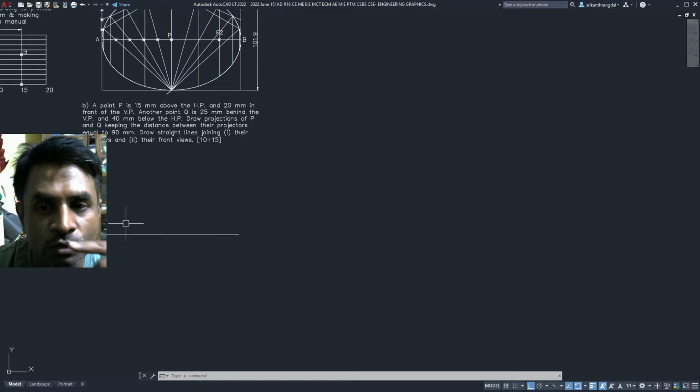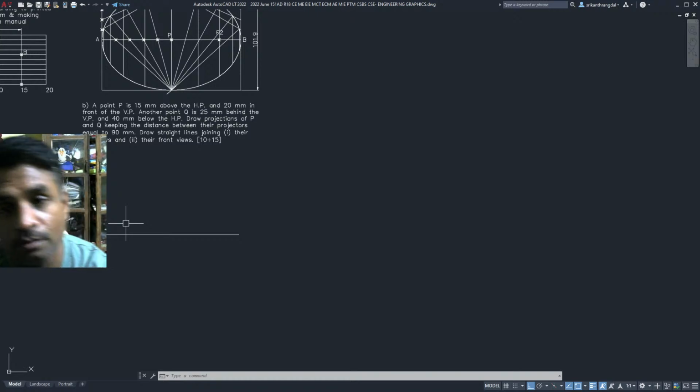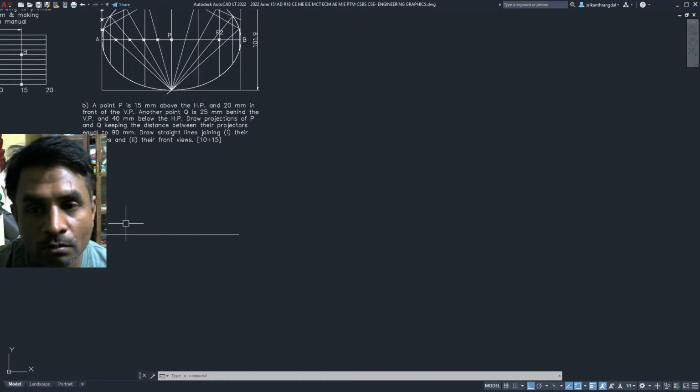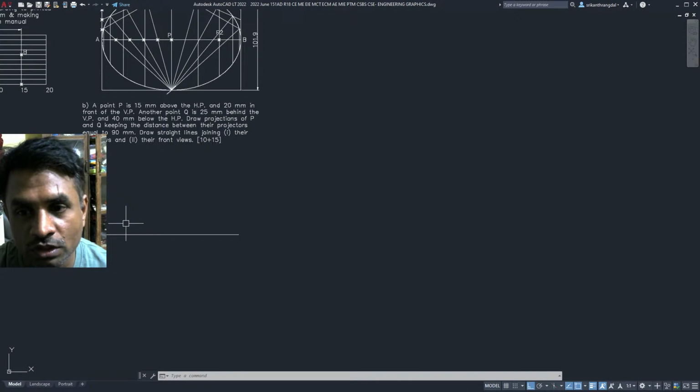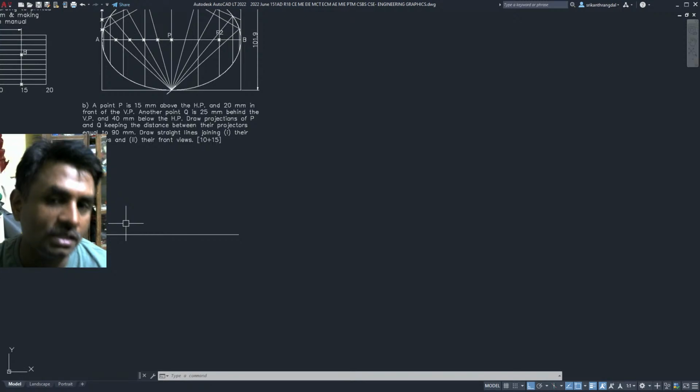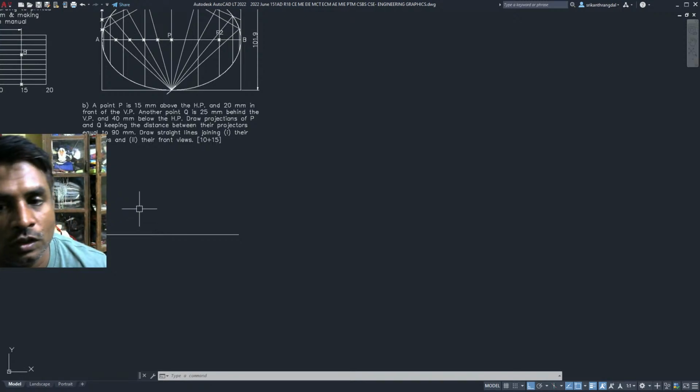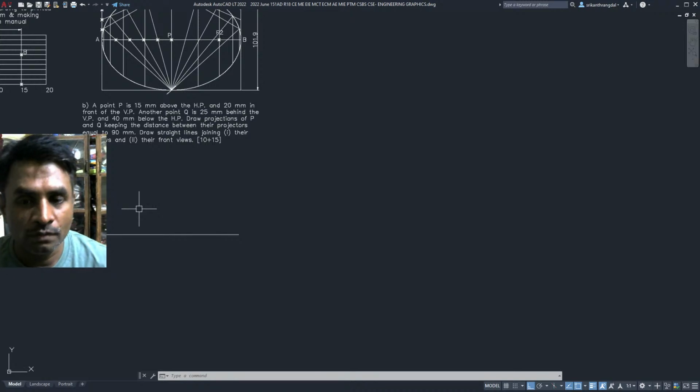To draw the projections of the points P and Q, keeping the distance between the projectors equal to 90 mm, draw the straight lines joining their top views and their front views. So this is a problem basically on projection of points, and there is a small twist here: the question is asking you to join the top views and the front views. We'll see how to do that.